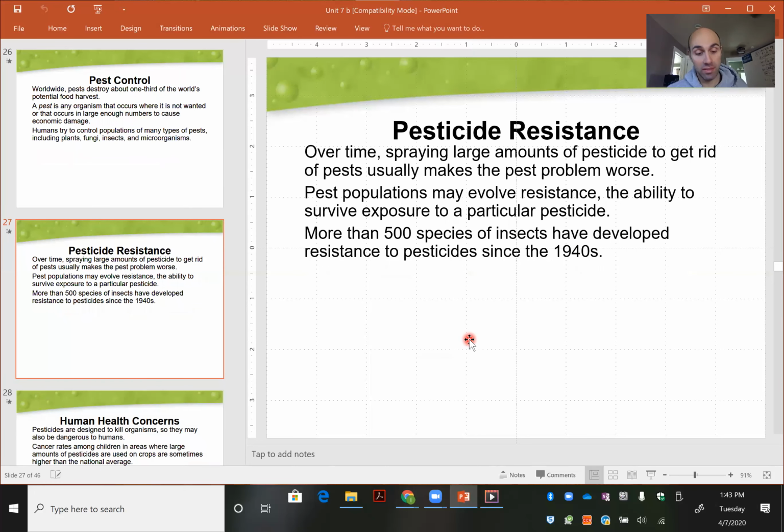Moving on, pesticide resistance. Now, the scary thing is that these pests can build up resistance. They can actually become resistant to the pesticide that you are using, okay? And they actually call them, get this, super pests. No, I did not make that up. That is the truth. They call them super pests. They've evolved biologically to not be harmed by those specific pesticides anymore. So over time, spraying large amounts of pesticides to get rid of pests usually makes the pest problem worse. You're getting them accustomed to those pesticides, okay?